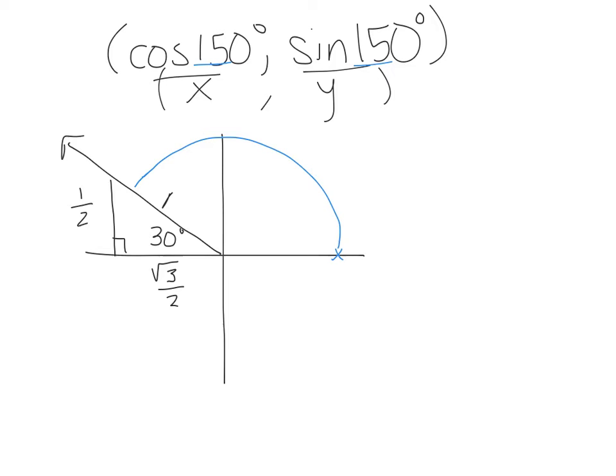If you're trying to find the cosine of 150 degrees, you're looking for the x-coordinate. You're trying to find this coordinate right here. What is the x and what is the y at 150 degrees? For the x-coordinate, you went left root 3 over 2, so the x-coordinate is negative root 3 over 2. And for the y-coordinate, you went up 1/2. So I'll do another one over here.